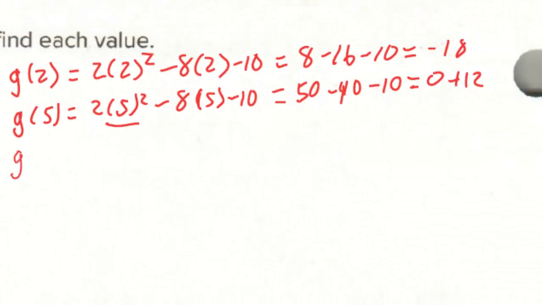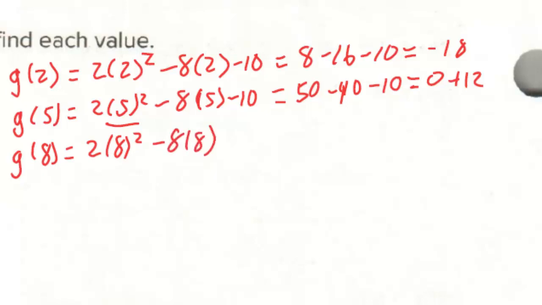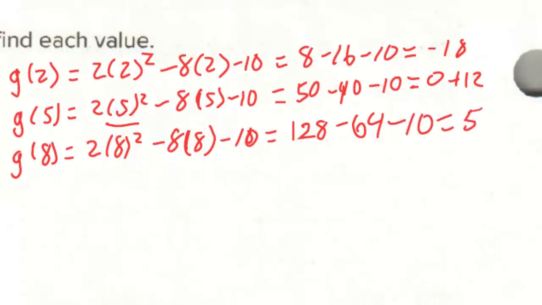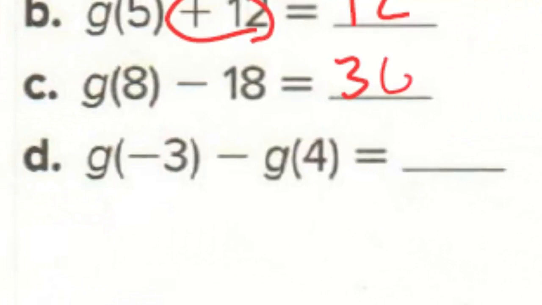So g of 8 equals 2 times 8 squared minus 8 times 8 minus 10. Don't forget to do the square first. So 8 squared is 64. 64 times 2 is 128. Negative 8 times 8 is negative 64 minus 10. Subtract all those and you get 54. And then if I subtract 18 from that, 54 minus 18 will give us 36.